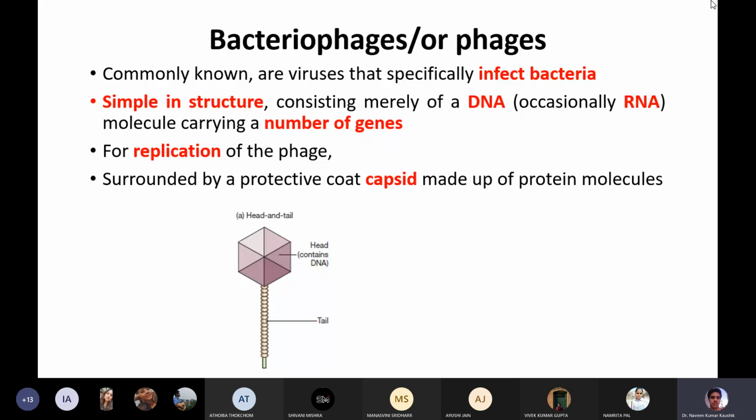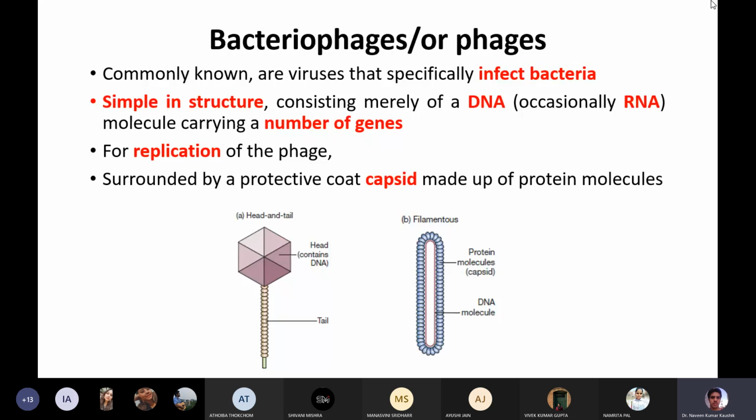They are surrounded by a protective coat that we call the capsid. It means you need not provide protection. They can sustain themselves. When the cycle is going on, they protect themselves within a pot, so your DNA is going to be protected within that pot. This is an example of the structure of a bacteriophage.